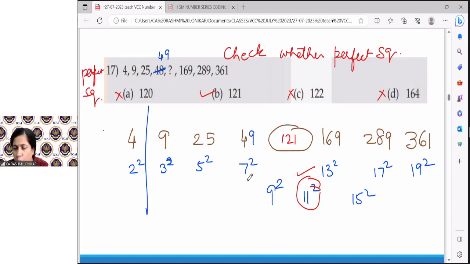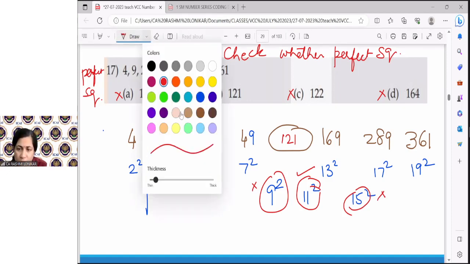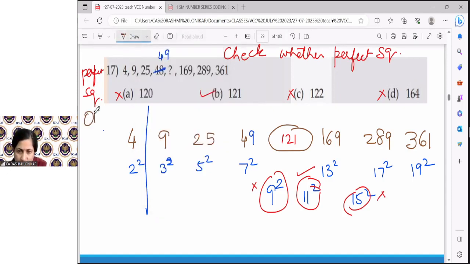Okay. Now, why don't we also have 9 square in this option, and why do we not have 15 square? That is also one question. So it is a perfect square of prime numbers. Okay. That is why we have 2, 3, 5, 7 and we don't have 9. You have 11, then 13, 17 and 19. So that is why we don't have 9 square, we don't have 15 square.